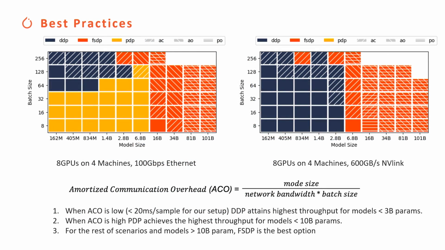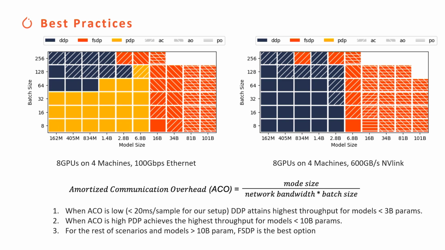We also want to share the best practices we collected from our experiments. The figure shows which techniques can achieve the highest throughput for the different model and batch size combinations. For the left figure, we use the 8 GPUs on 4 different machines over 100 Gbps Ethernet. And the right-hand side is for 8 GPUs on the same machine connected over 600 Gbps NVLink. So the main difference between the two is the network communication overhead.